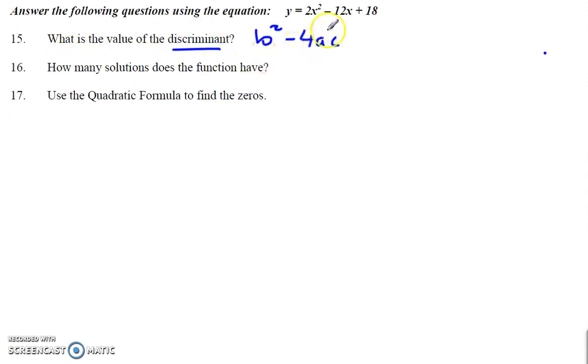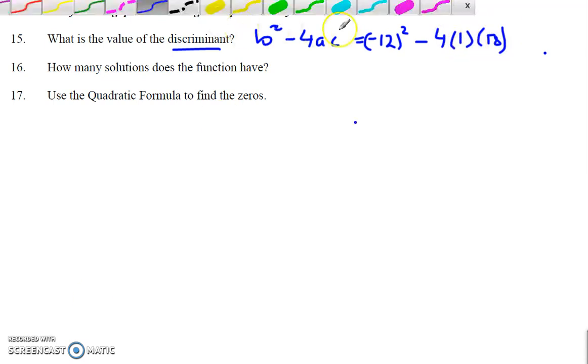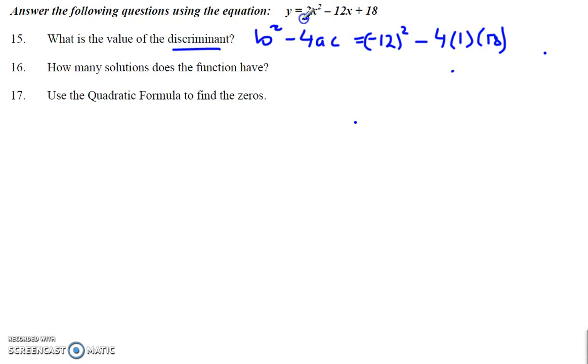Okay, what's the value of the discriminant? Discriminant is b squared minus 4ac. Not the square root of that, just what's underneath the square root. So that's going to be negative 12 is b squared minus 4 times a is 1 and c is 18. Work that out. Okay, wait, stop. A is 2, not 1, so we'll put a 2 there. And then calculate that. That is 0. So how many solutions does the function have? If this is 0, it has 1 solution.